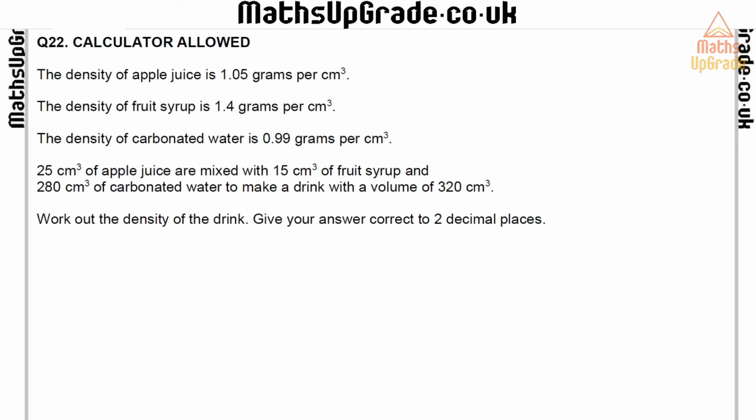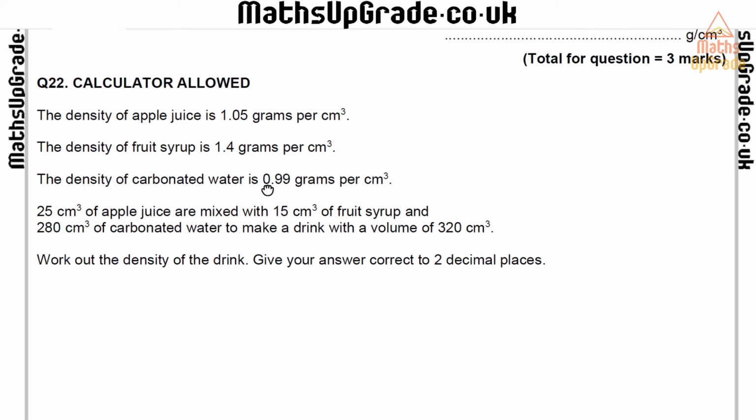So in this question, it's a long question. I'm going to find the mass of the apple juice, the mass of the fruit syrup and the mass of the water. Once I add those 3 masses together, I've got the total mass. And therefore, I can find the density of the drink by doing mass divided by volume.